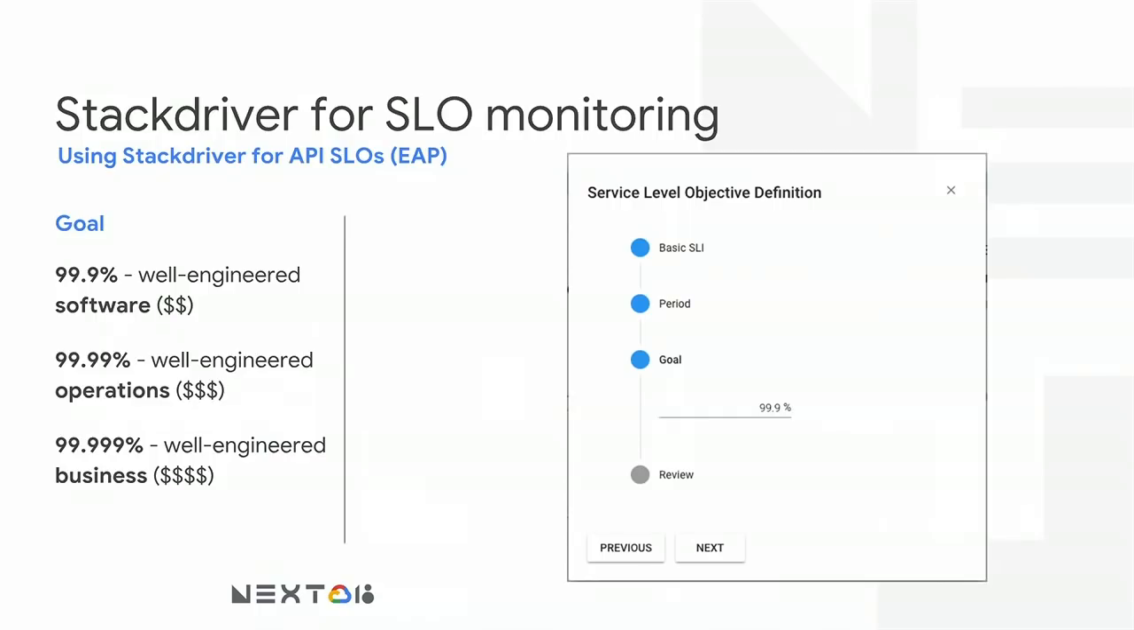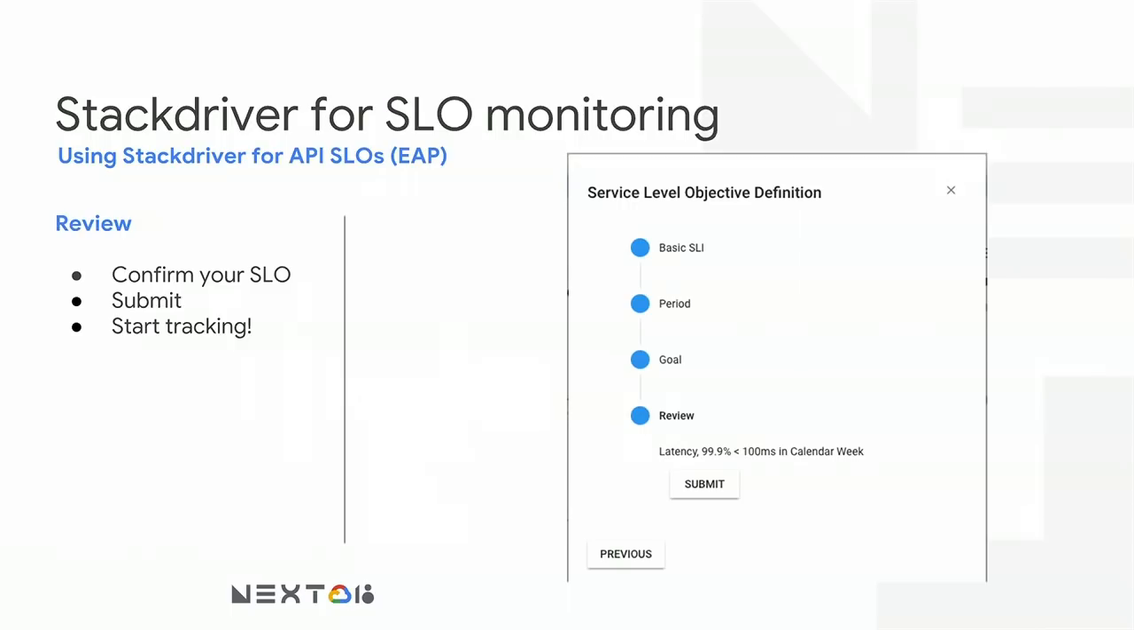Now, based again on our research, 3 nines you can get from well-engineered software. 4 nines you can get from well-engineered operations. And 5 nines, you need a well-engineered business that's really focused on availability. And as you'll see from these very cunning dollar signs that we've put on here, it gets incrementally more expensive for every 9 you add. So you may want to think about, does it really matter if your users see downtime for 4 seconds per month? Maybe, maybe not. It's an important thing to think about. What is your specific use case?